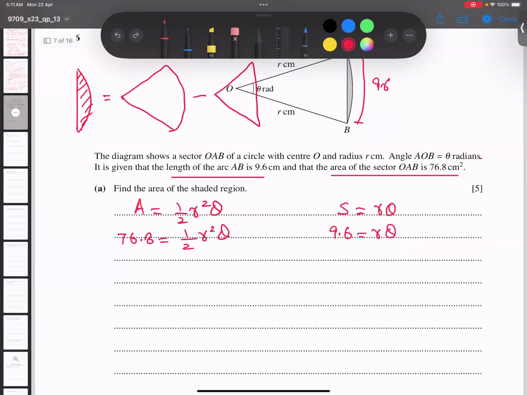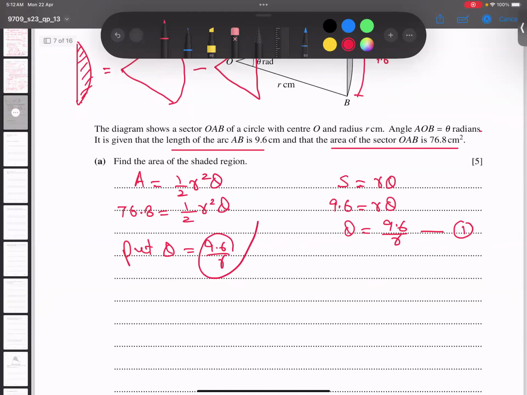First of all, I have two options: I can make theta the subject, and then plug it in here. I think this is easy for you. I make theta the subject, so I get 9.6 over r. This value I'm going to plug in here. I call this equation number 1. So I'm saying put theta equals 9.6 over r. And when I plug in this value here, students, what will happen?